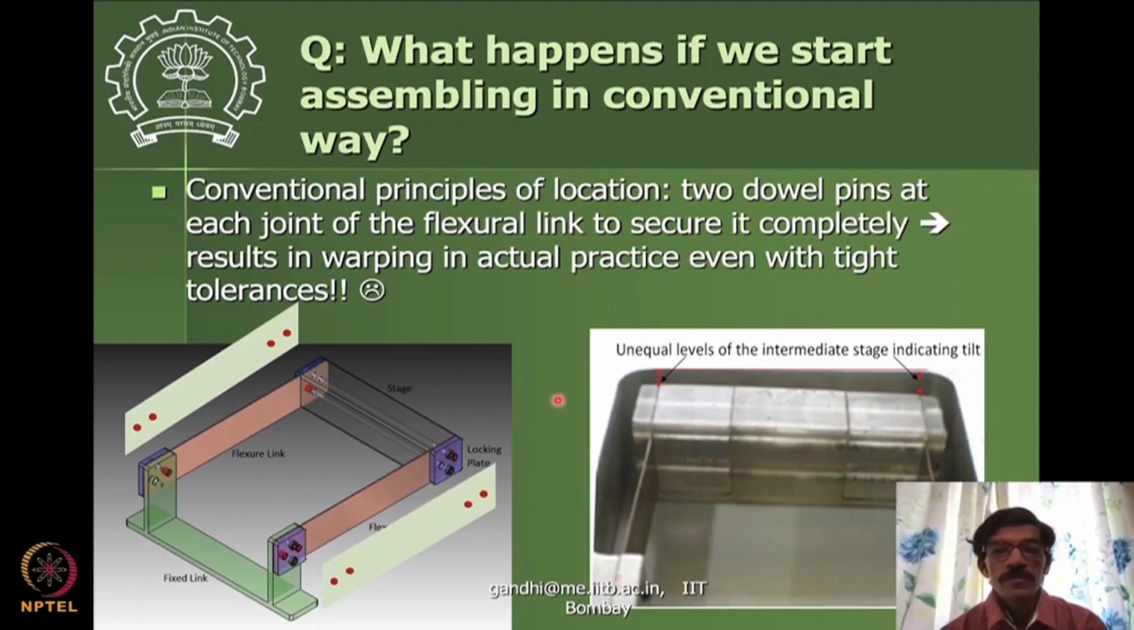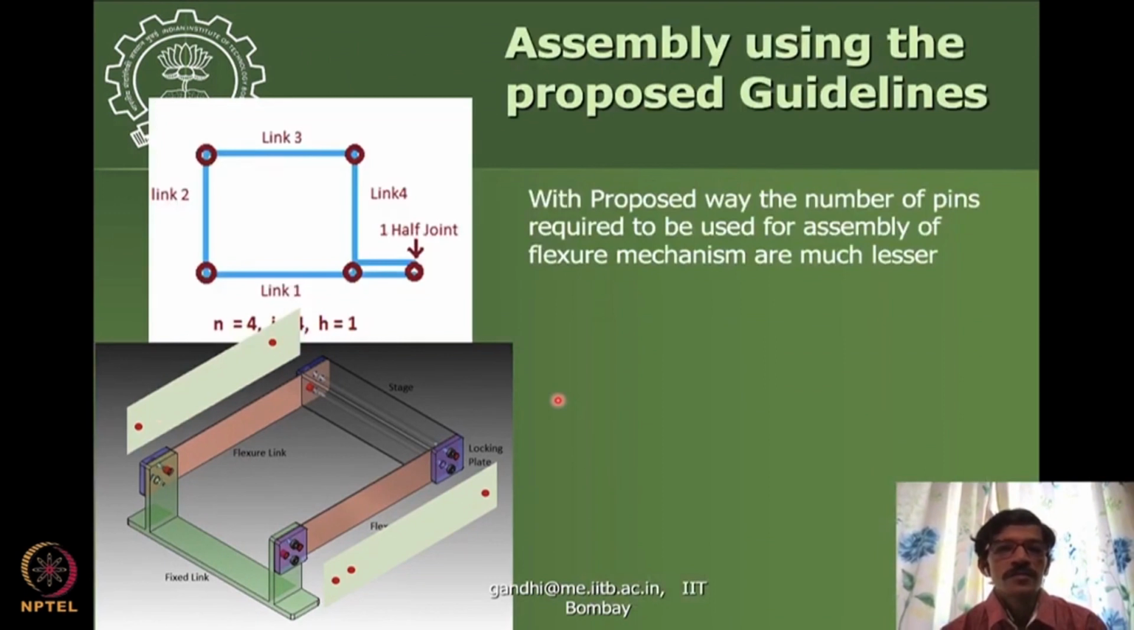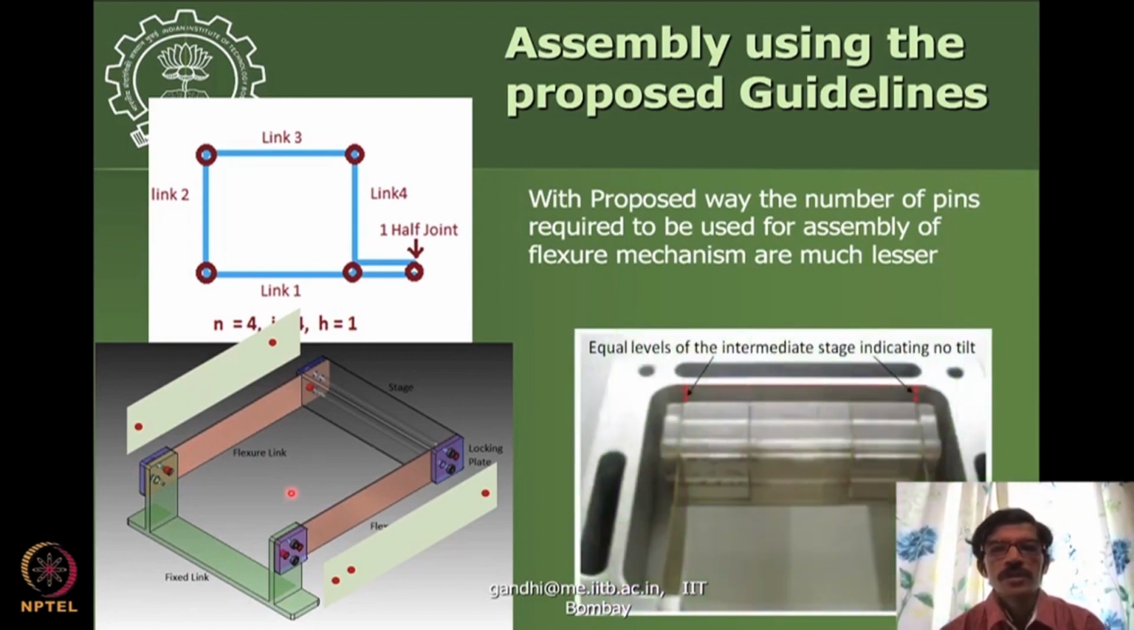So we have come up with formal guidelines which will resolve this issue and tell you the number of pins to be put at places, so that the mechanism eventually becomes unwarped. Okay, so the same mechanism, same tolerances on the pins and dimensions are there, but now in this case the mechanism is not warped because of the particular way of assembling. Okay, so we have some publications on this idea.